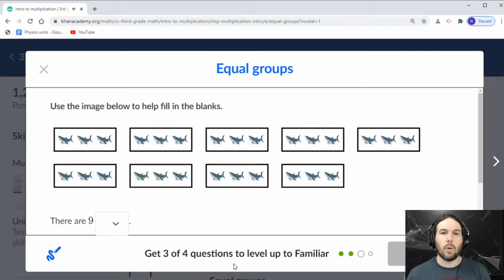Use the image below. It's always sharks. I'm so afraid of sharks. Why is it always sharks?